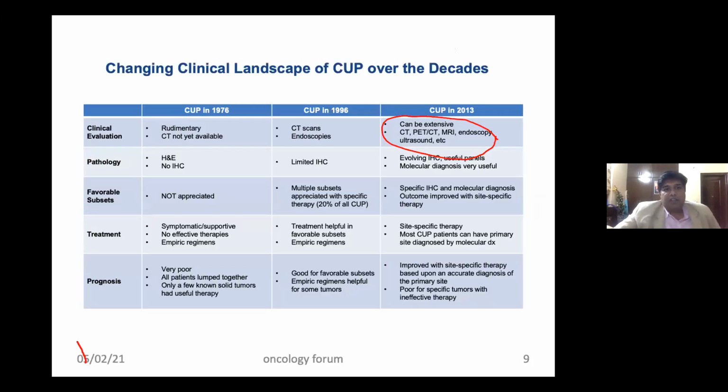First of all, we have to see the clinical landscape of CUP over the decades. In the 70s and 80s, we didn't have CT or MRI, so it was very difficult to find the primaries. And right now in this era, we have PET-CT, MRI, and endoscopic ultrasound, and these can improve site-specific therapy, based on accurate diagnosis of the primary site. So right now we have different modalities to find the primary.